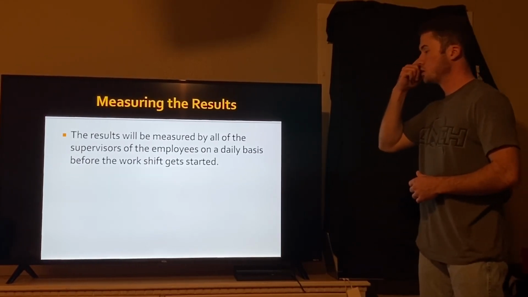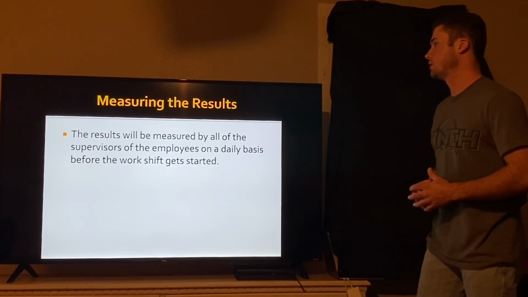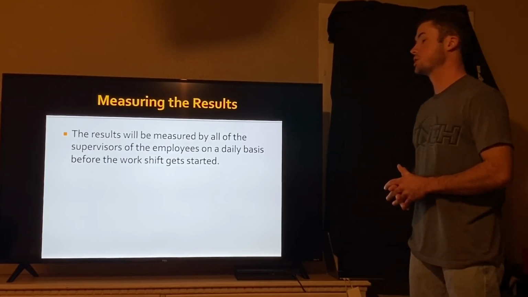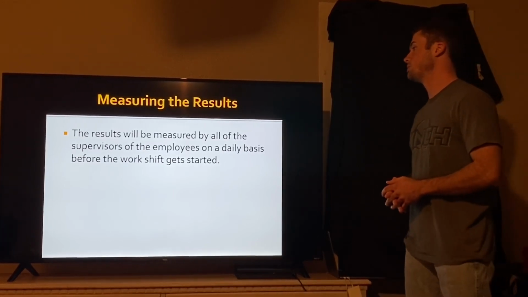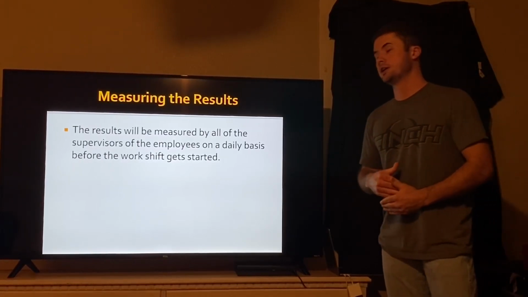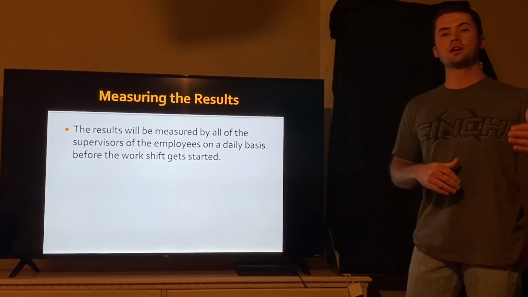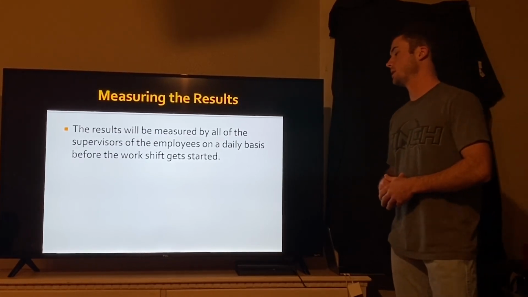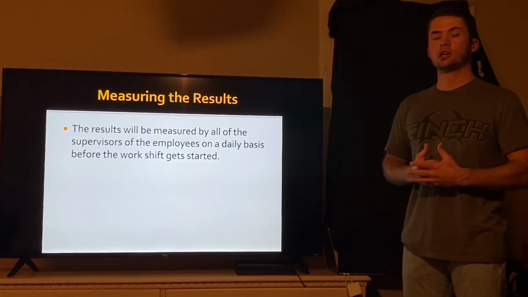Lastly, to measure the results of the wellness program, our supervisors will be checking in with our employees on a daily basis before their shift, seeing how they're doing, seeing if they're progressing well in a good manner, and seeing how the wellness program is suiting them.